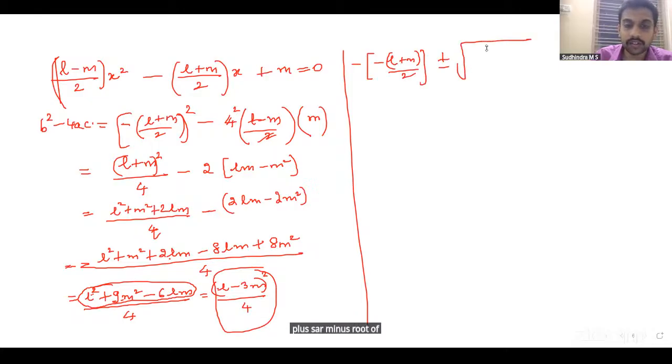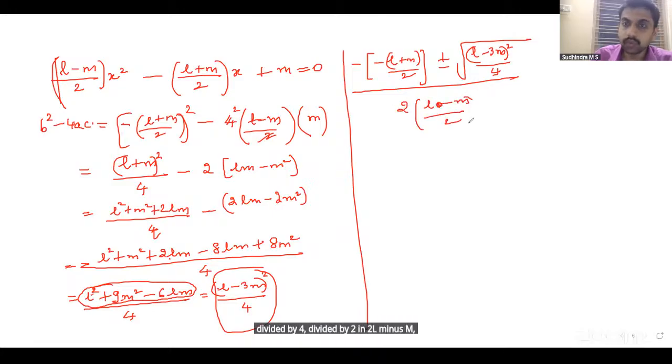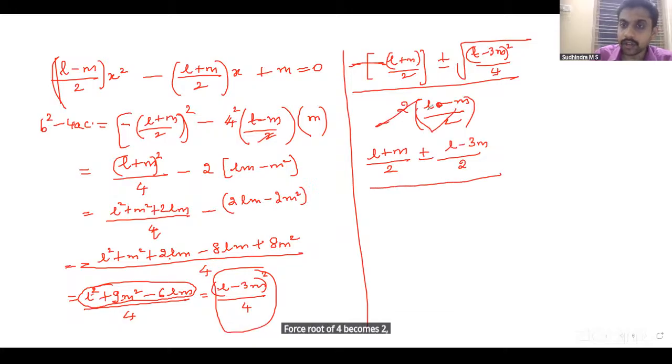b square minus 4ac, which is L minus 3m the whole square divided by 4, divided by 2 into L minus m by 2. Minus into minus is plus: L plus m by 2 plus or minus L minus 3m, the whole square will become L minus 3m. Root of 4 becomes 2, divided by 2, and 2 and 2 get cancelled. We get L minus m.